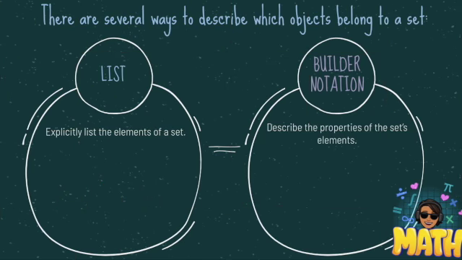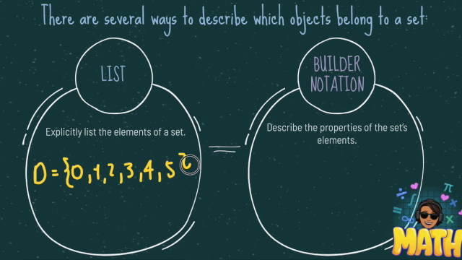There are several ways to describe which objects belong to a set. You can explicitly list the elements of the set, like, for example, the set D with the elements 0, 1, 2, 3, 4, and 5. Here we're writing all the elements of the set, or we can use set-builder notation, where we describe the properties of the set's elements.